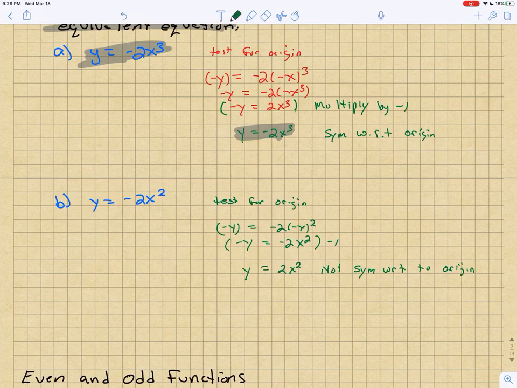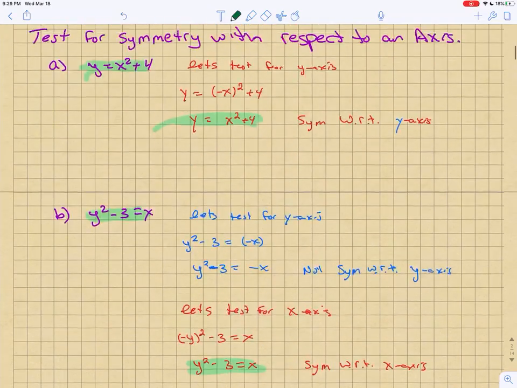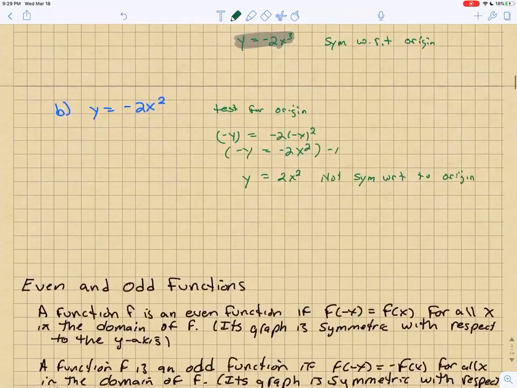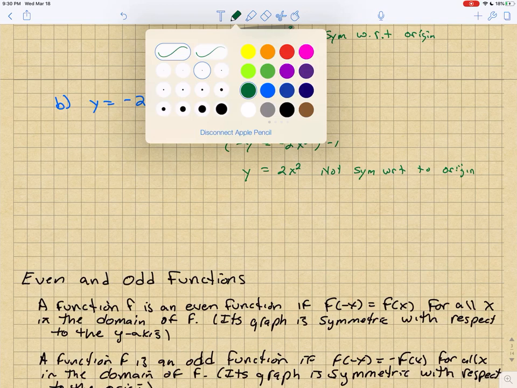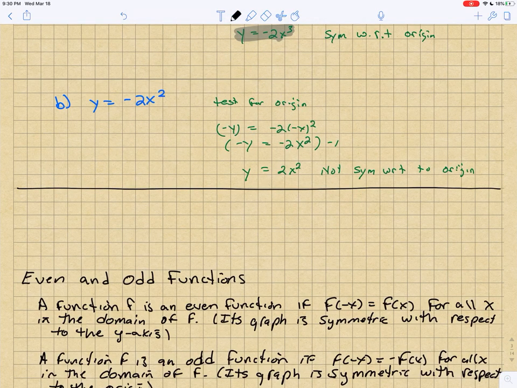Pretty interesting. So let's look at something going back up here. I'm going to look at a quick graph. Put a line through here. Graph something. This function here, y is equal to x squared. That is symmetric with respect to the y-axis, because if I go y is equal to minus x squared, I get y is equal to x squared. That's good.